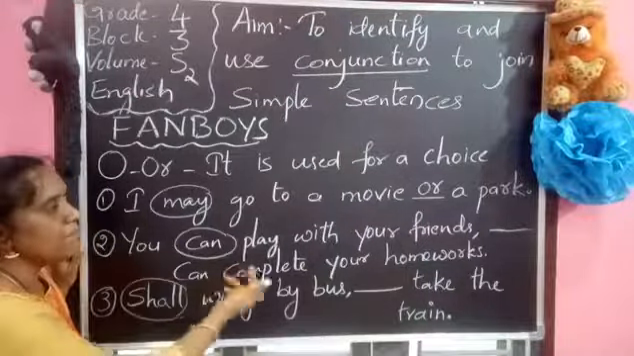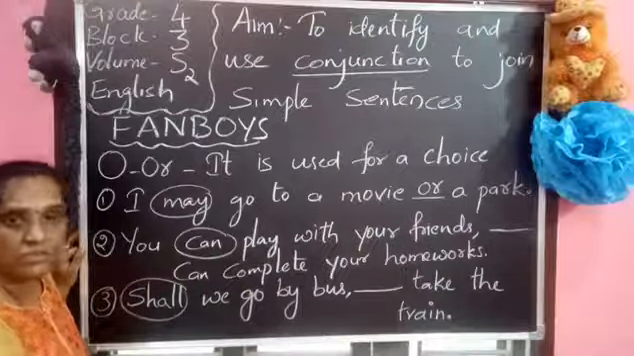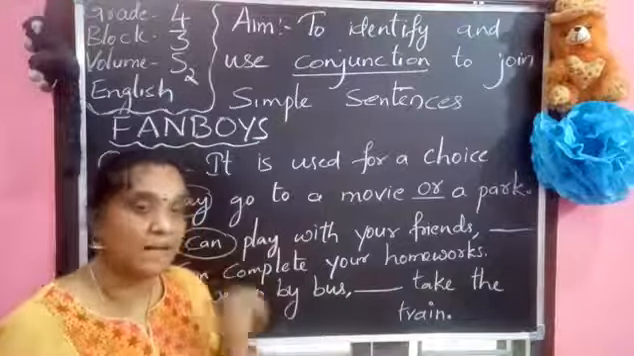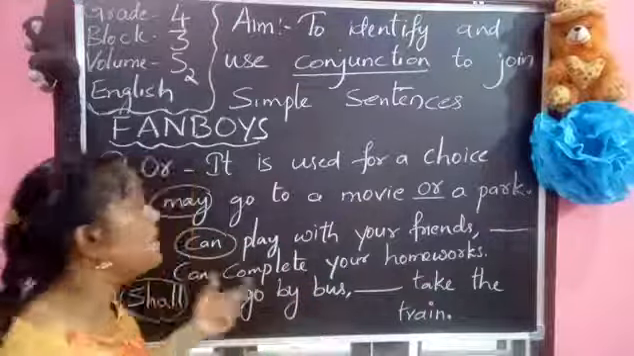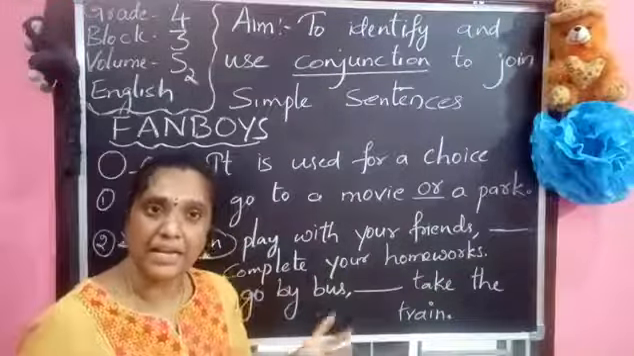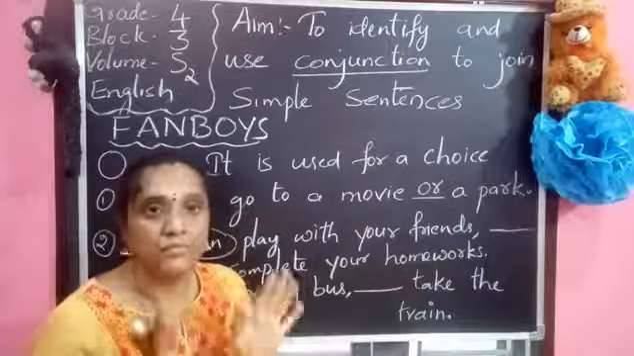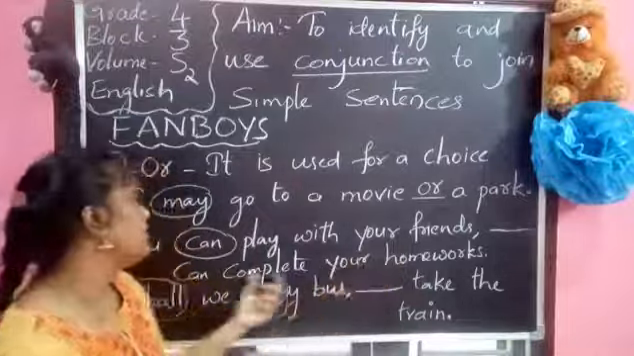Okay. You can play with your friends. So that is your choice. They are not saying you must. Must is the word which orders us to do it compulsorily. But here they are saying you can play. Can is the word which here we use for giving us some choice. So that's why they say you can play with your friends.